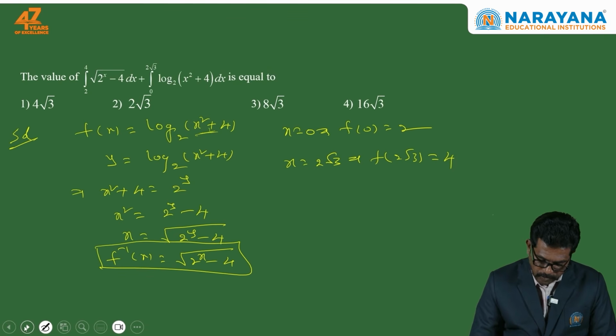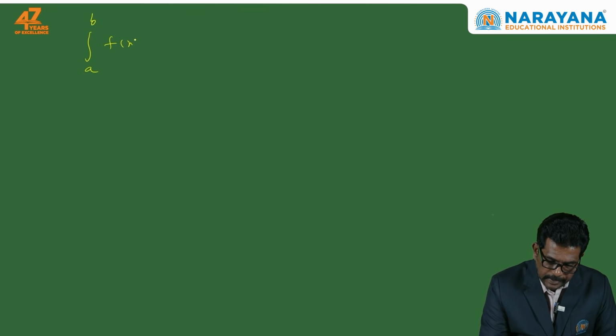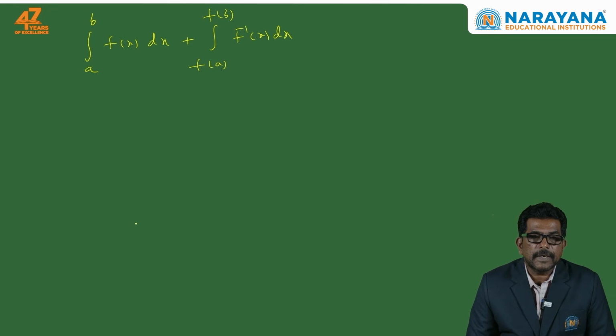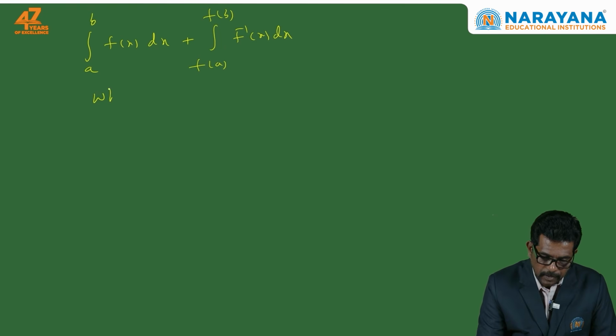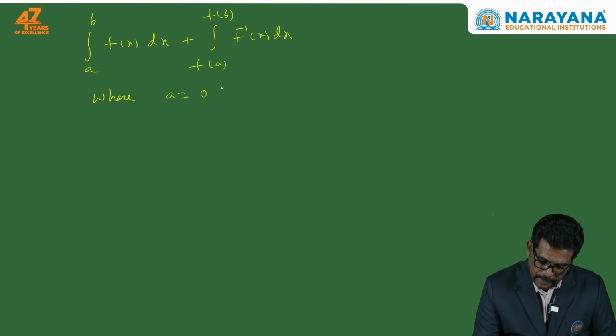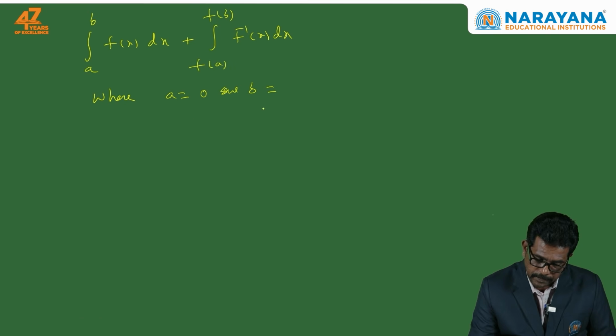I consider 0 comma 2 root 3 as a comma b, and the function is integral a to b of f of x dx plus integral f of a to f of b of f inverse of x dx. The given definite integral expression is in this form, where a is equal to 0, b is equal to 2 root 3, f of a is equal to 2, and f of b is equal to 4.